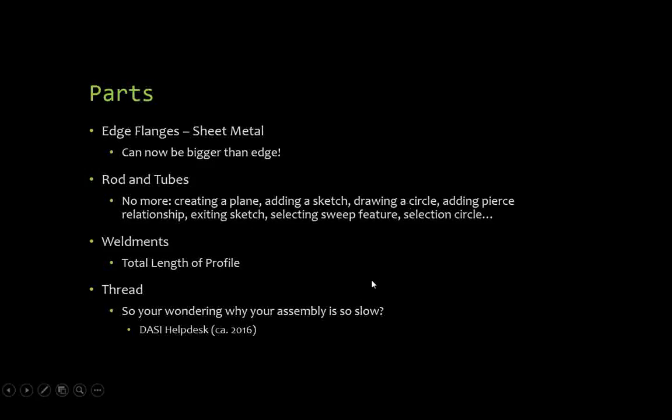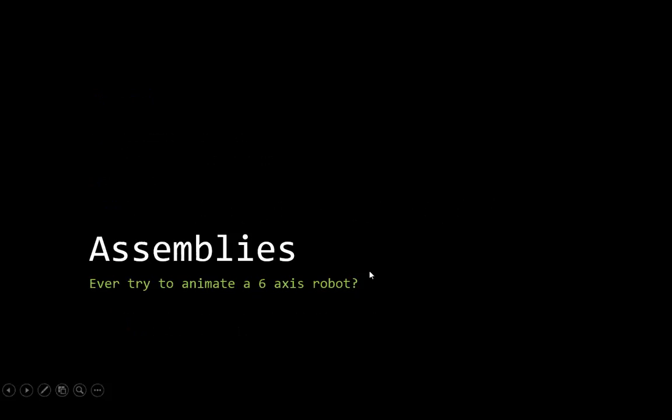All right, so assemblies. Ever try to animate a 6-axis robot? It's multiple degrees of freedom. This is one of those things that you get into and you try to drag apart, and then a part on the other side of your assembly starts flapping in the wind, and you're like, I don't even understand why that's doing that.